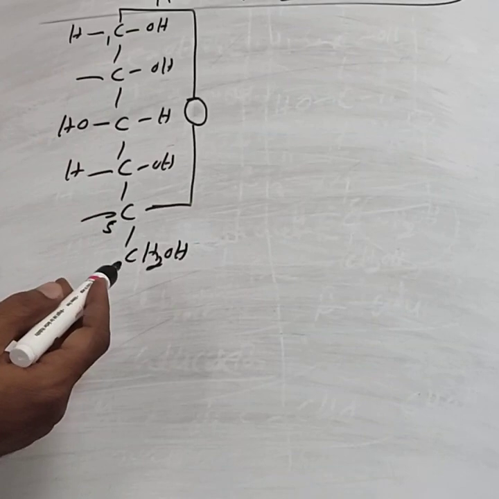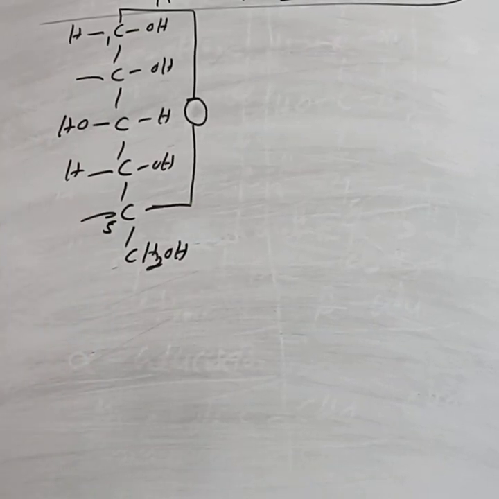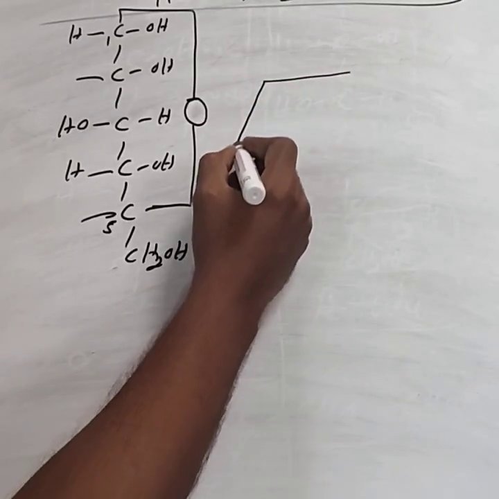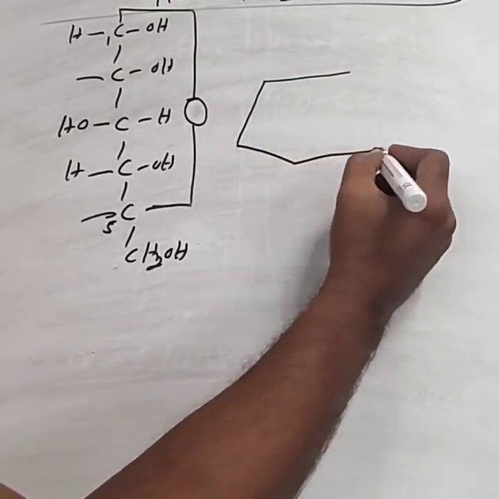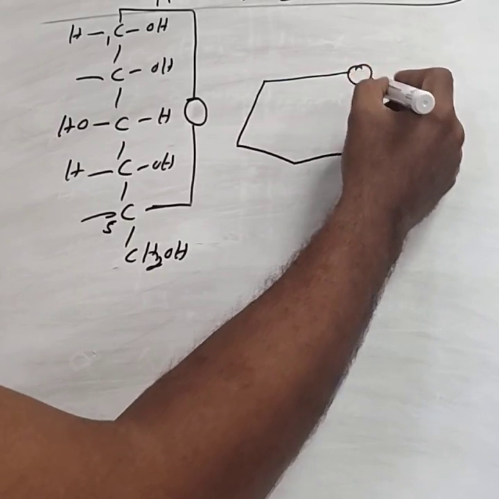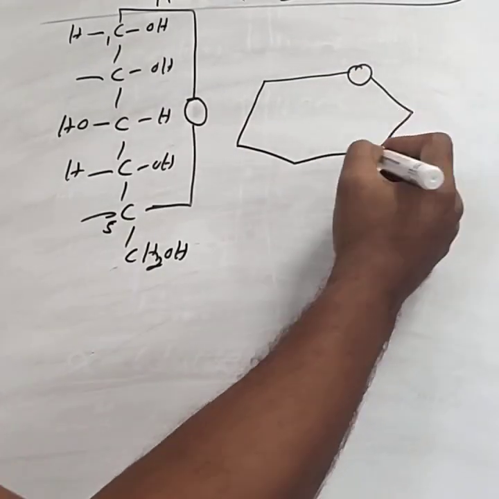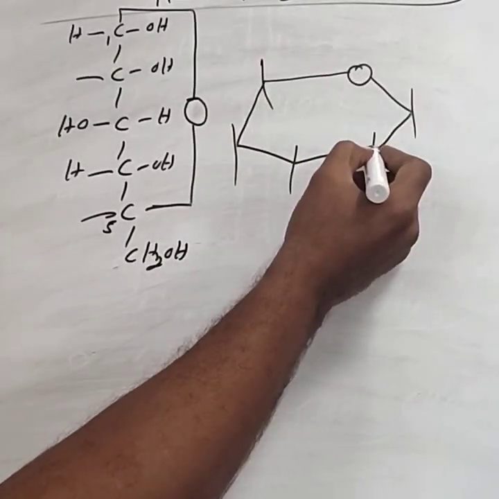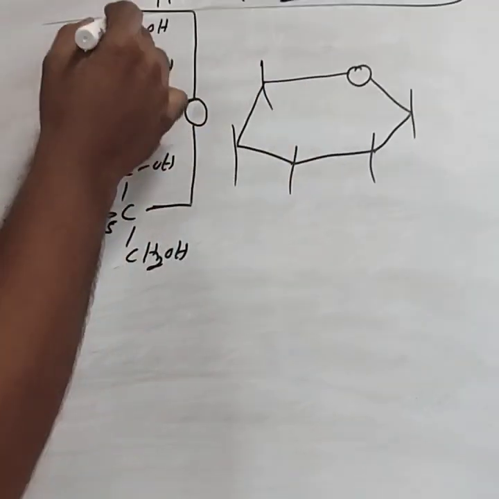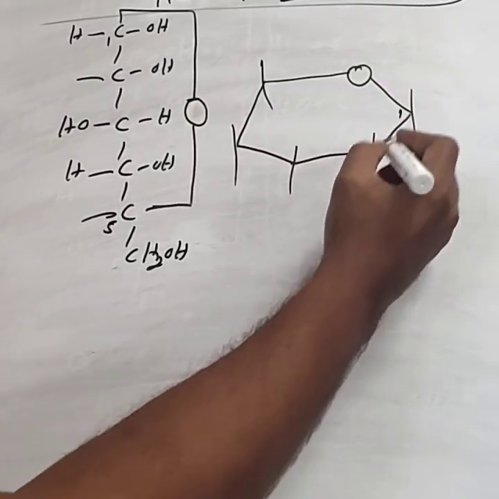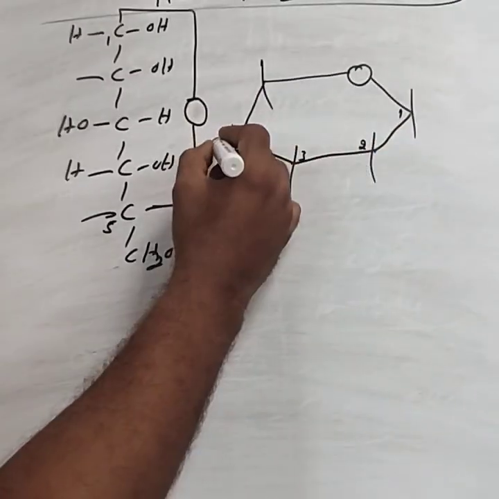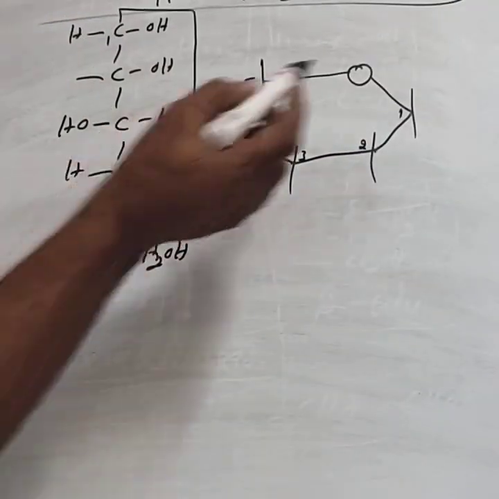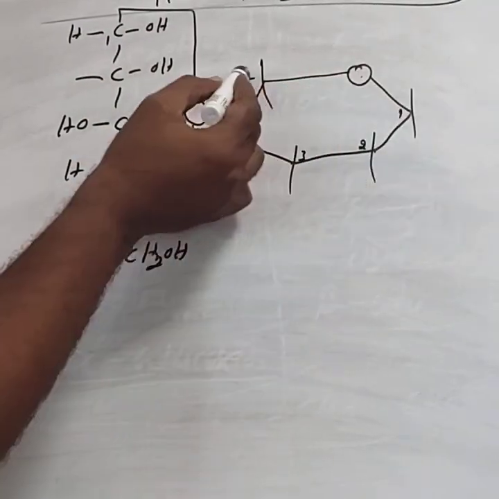Already I mentioned that if the carbohydrate is present in a six-membered ring having oxygen, consider the six-membered ring having oxygen. All these corners have carbon atoms. This is 1, 2, 3, 4, 5. Between 1 and 5 there is oxygen.